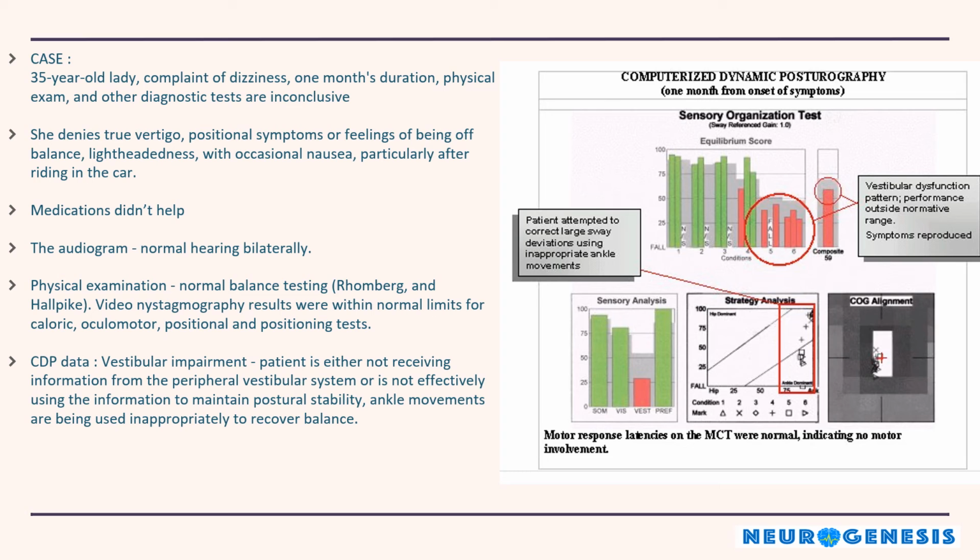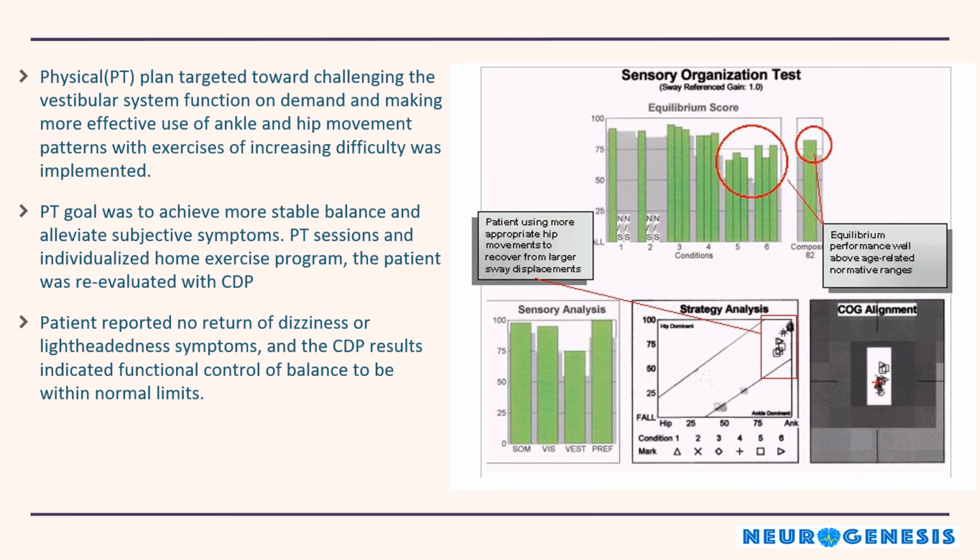And she's using more of her ankle movements, which are not helping in her recovery. She's out of the normative picture. So the physios worked with her on improving her ankle and hip movement. Okay, they increased her difficulty. They worked on her balance and adaptation, a different adaptive ability.